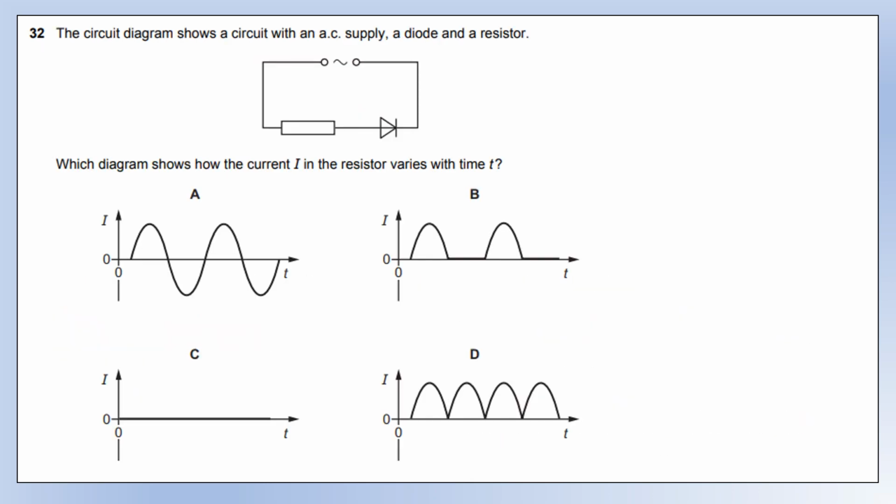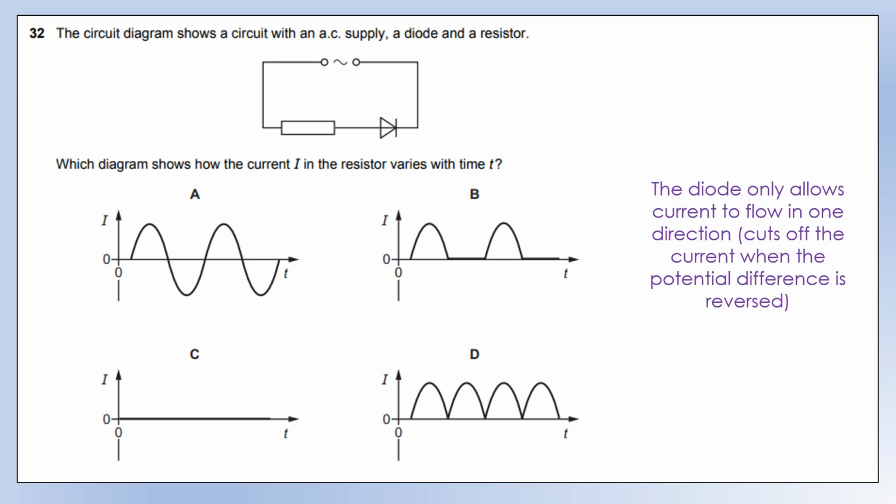Okay, so the circuit diagram shows a circuit with an AC supply, a diode and a resistor. Which diagram shows the current with time? Well, a diode only allows current in one direction, so it's going to chop off any negative current that you get. So we're going to end up with this one here. We're just going to get nothing during those periods. So this is often referred to as a half-wave rectifier.